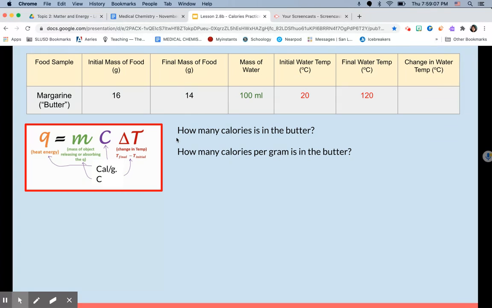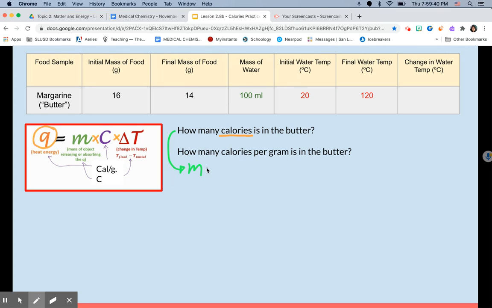So the first question asks, how many calories is in the butter? So we're looking for how many calories, right? And remember that calories is our Q. To solve this, I need to find what M is and then multiply it by C, our specific heat, and then multiply it by delta T, or our change in temperature. So let's first start with figuring out what M is using this table above.